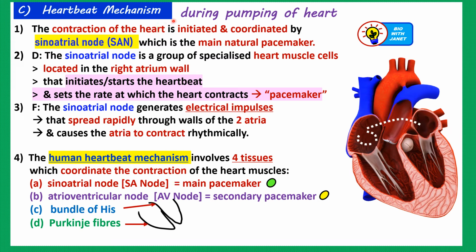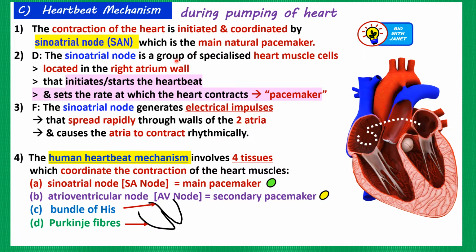Now we come to the most important part of this topic, which is the heartbeat mechanism. We've already studied the cardiac cycle, which are the stages of contraction of the chambers of the heart. But what is it that really stimulates the contraction of the heart? The contraction of the heart is initiated or coordinated by the sinoatrial node, SAN, which is the main natural pacemaker. But in the exam, please write out the full name.